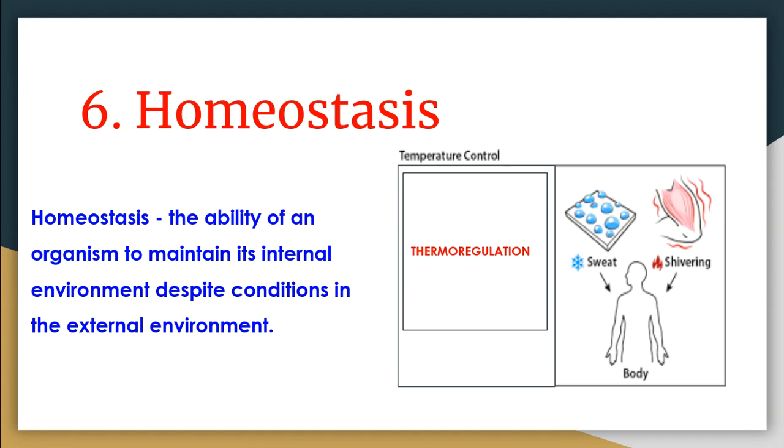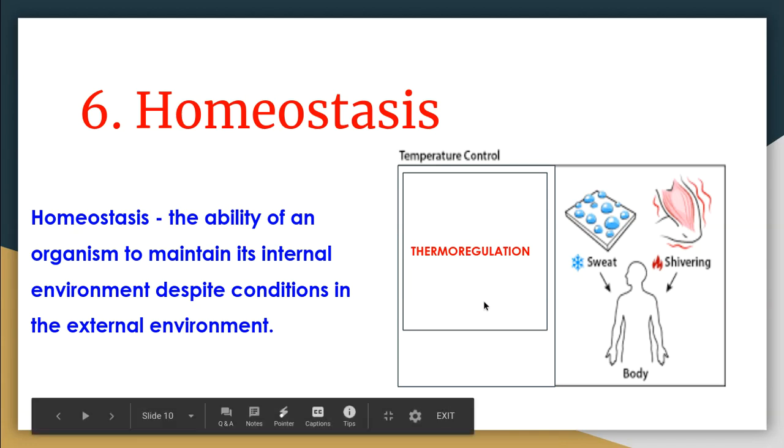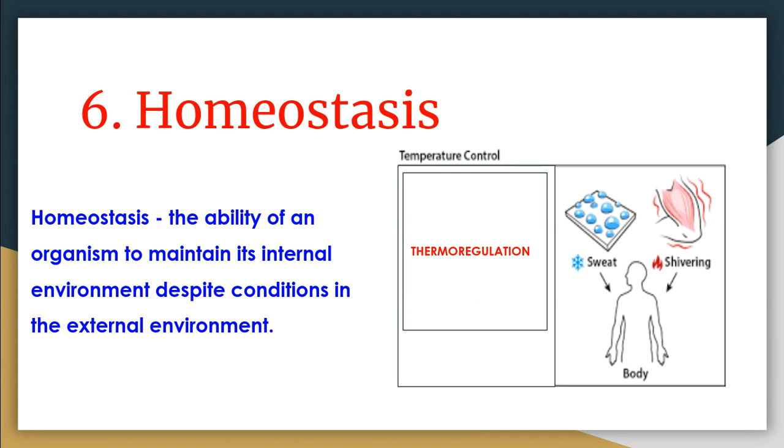Let's look at the example of thermoregulation or temperature control in the human body. The average body temperature of human beings is 98.6 degrees Fahrenheit. No matter what the room temperature is, our body always maintains this temperature.